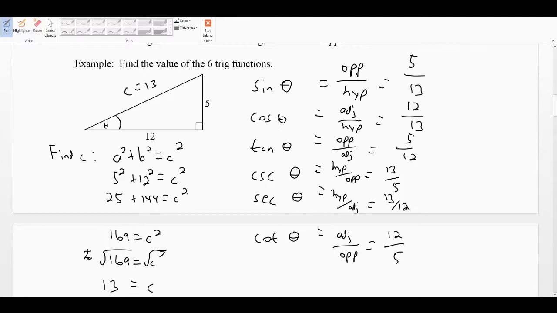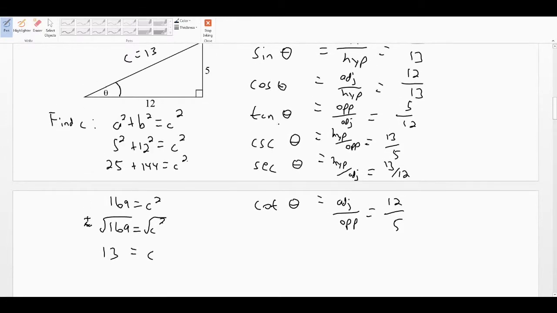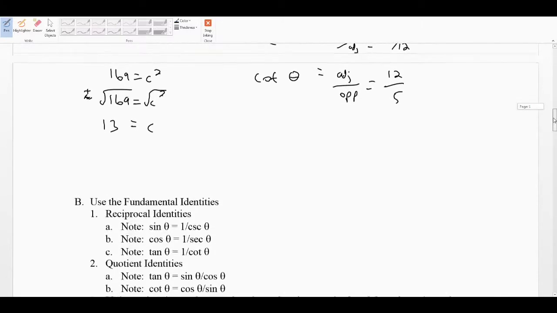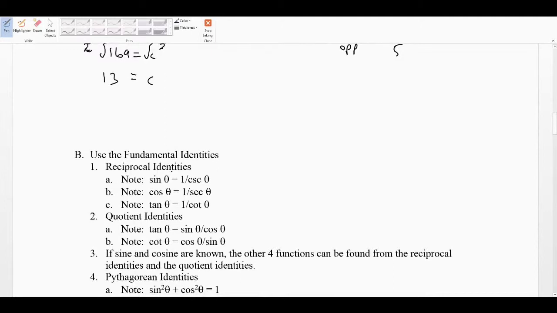Reciprocal. Makes your life a lot easier if you remember that. Sine and cosecant. Cosine and secant. Tangent and cotangent. Now this is what I've been talking about, the reciprocal identities. Sine of theta is the reciprocal of cosecant. Cosine is reciprocal of secant. Tangent is reciprocal of cotangent.